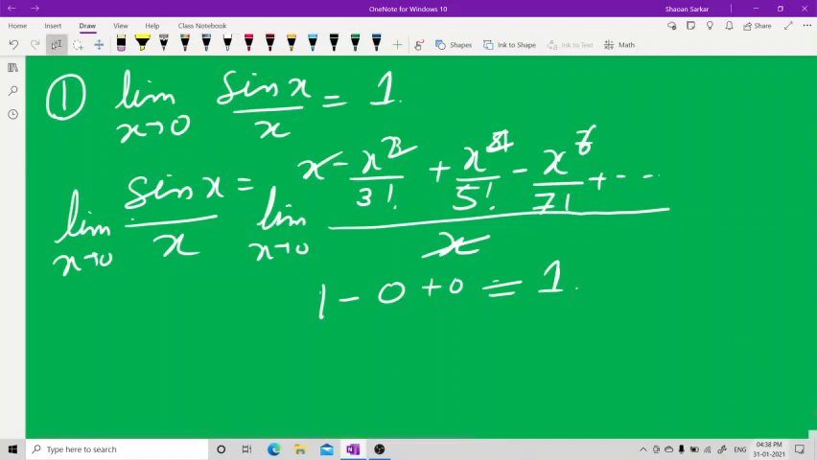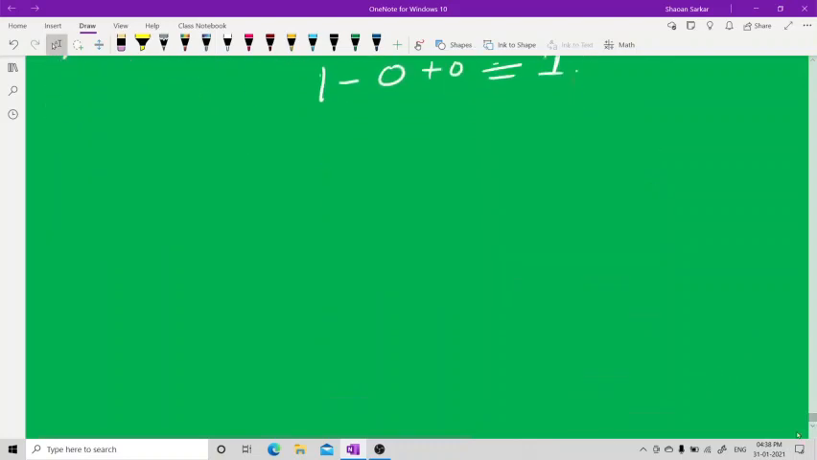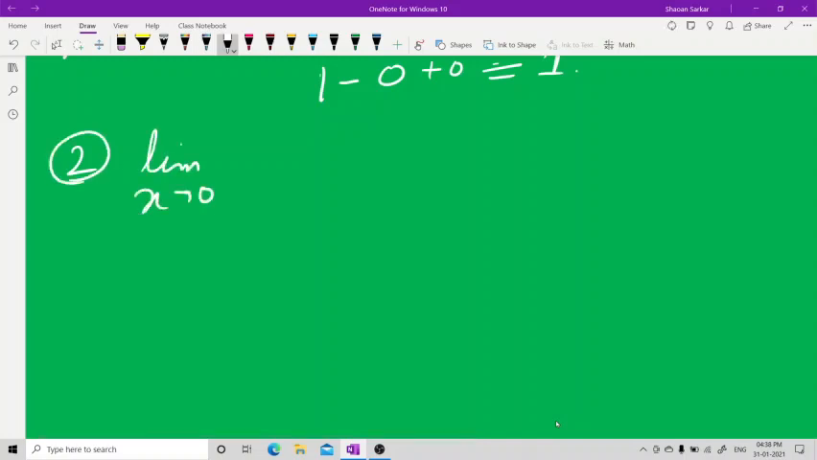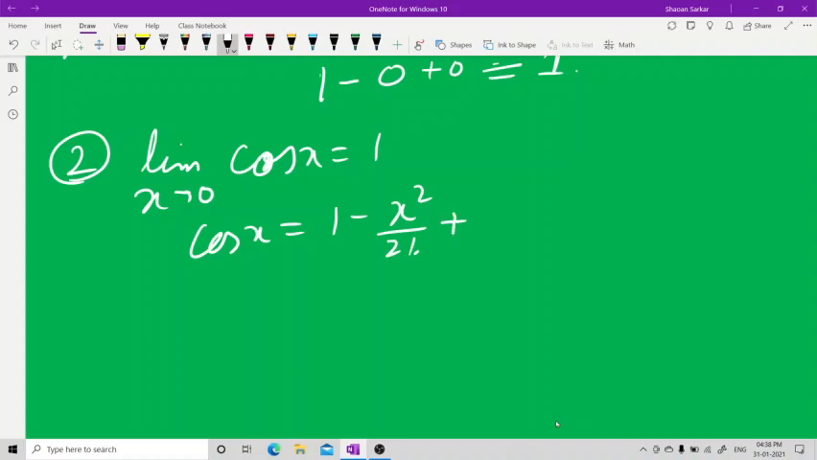Now the next is, why is the limit of cos x equal to 1? The second important limit is the limit as x tends to 0 of cos x, which is 1. Take the expansion of cos x: 1 minus x square by 2 factorial plus x to the power of 4 by 4 factorial minus x to the power of 6 by 6 factorial, and so on and so forth. Take the limit on both sides.